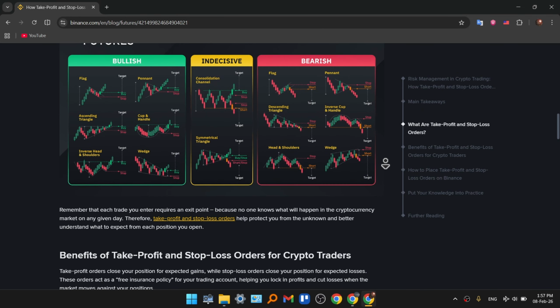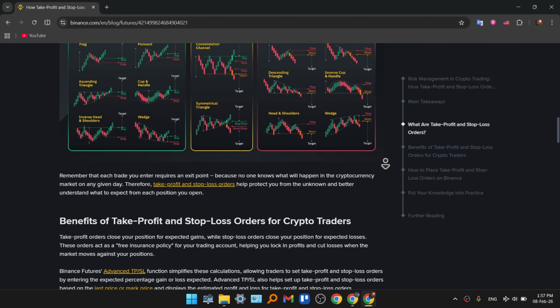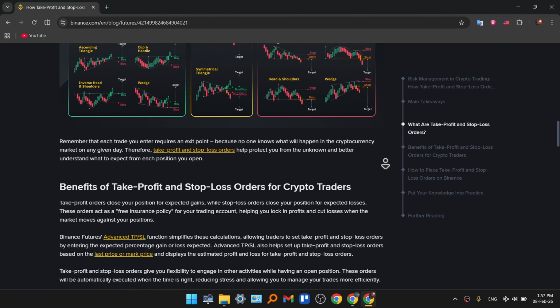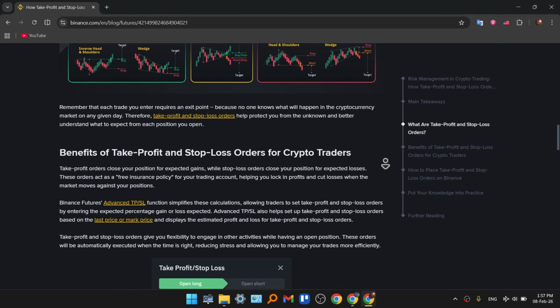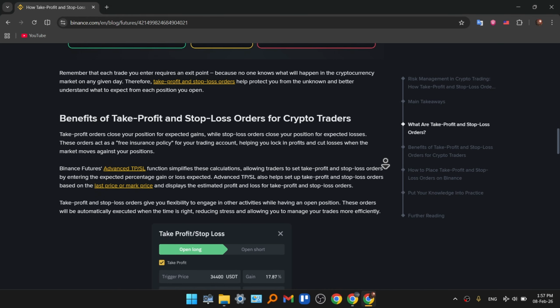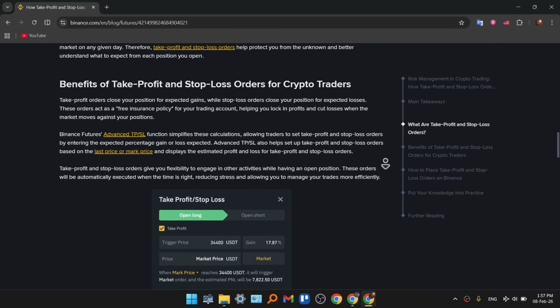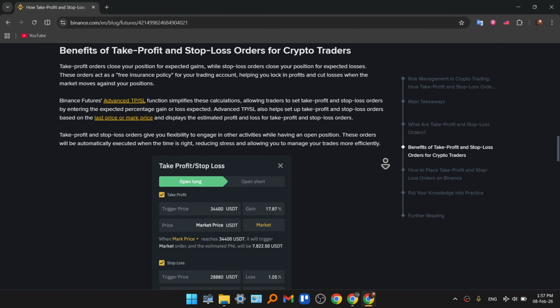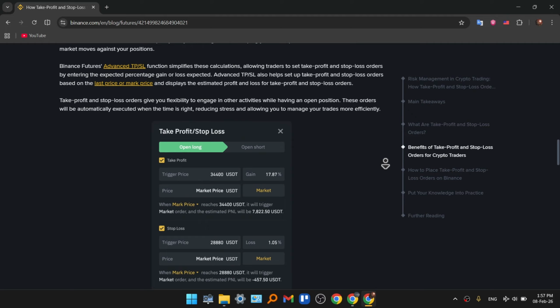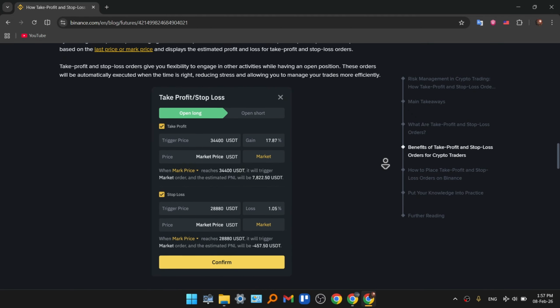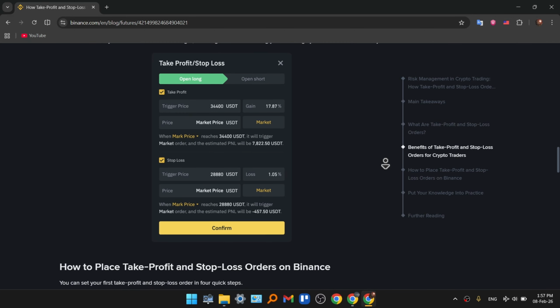And then you can also choose the One-Cancels-the-Other order method, which is the easiest. So you set a stop loss and take profit. When one triggers, the other cancels automatically. So this is how you set the stop loss and take profit and manage risk automatically.